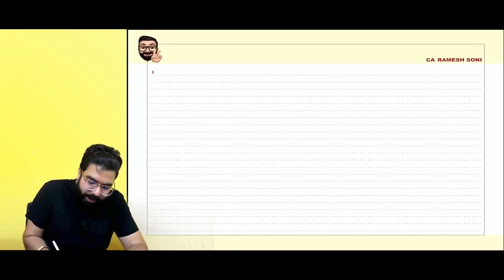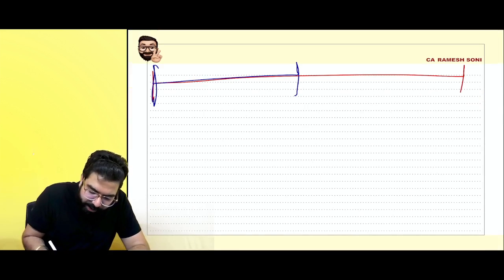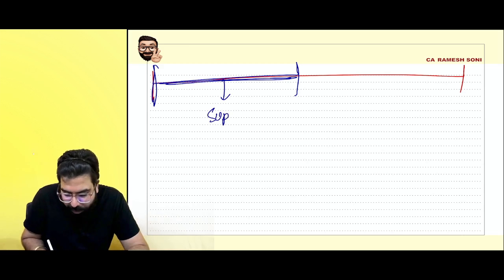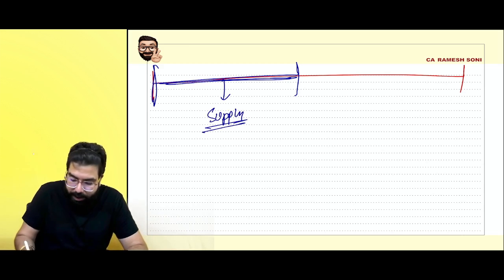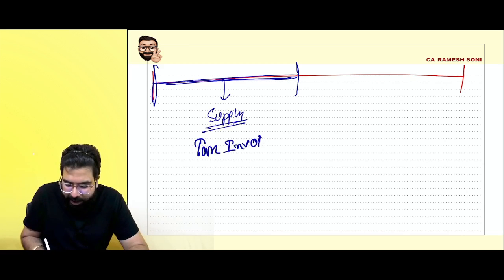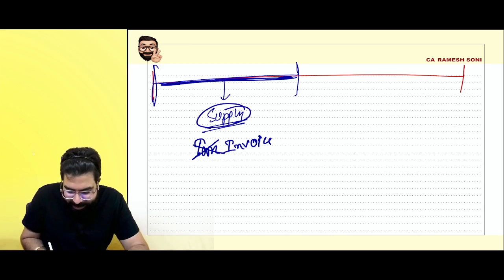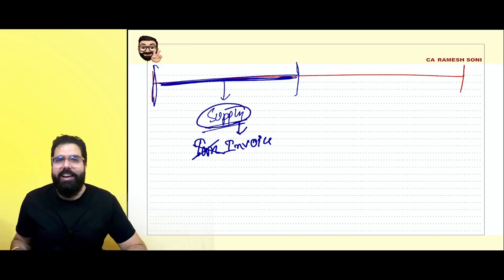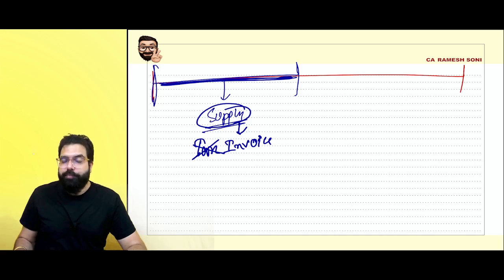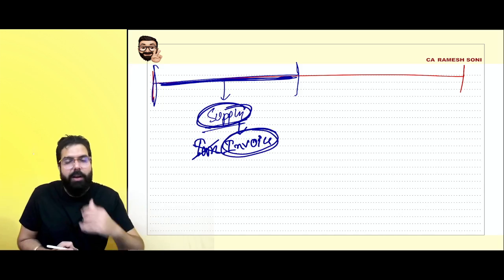Always remember one thing, if your registration is suspended during this period, you can make supply, but you can't issue a tax invoice, that is what is being told. It means you can make a supply during this period and you can issue an invoice for your supplies also. Sir, tell me one thing. I did supply. I issued the invoice.